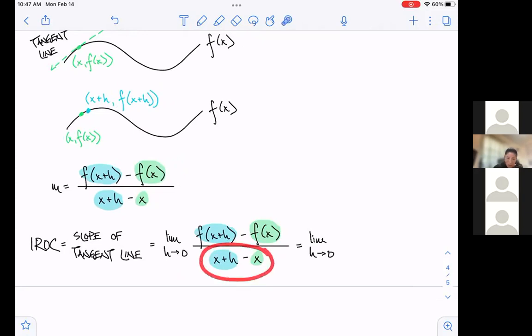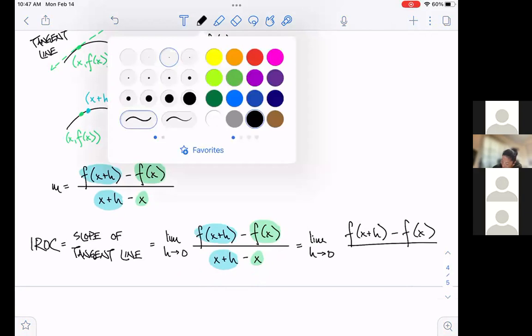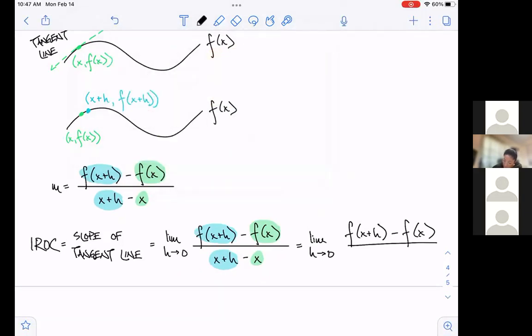How else could I write this denominator? H. Ooh, yeah, because look at this, x minus x, we get just an h on the bottom. Okay.